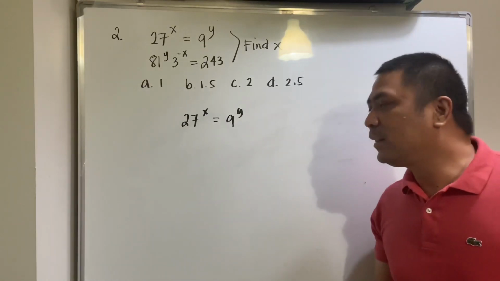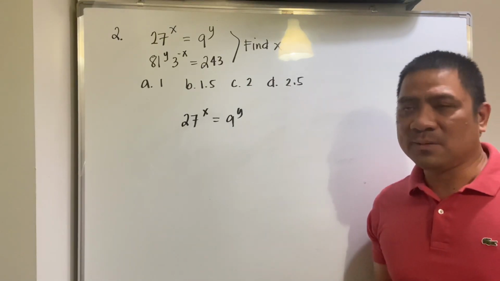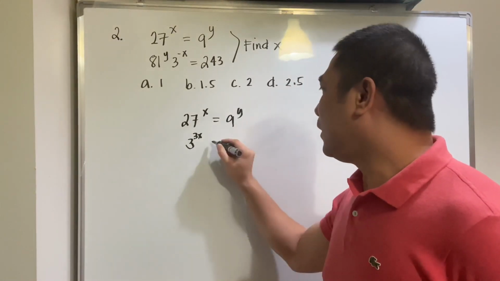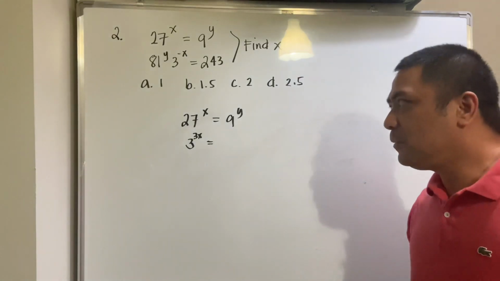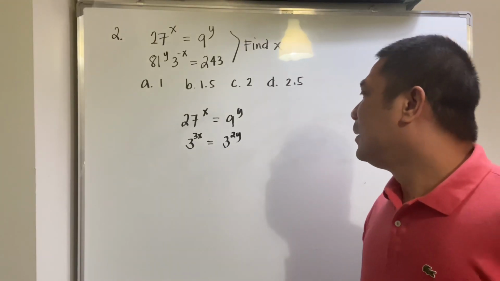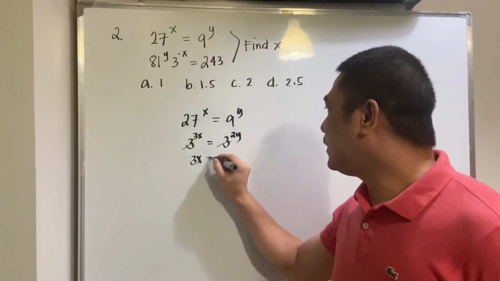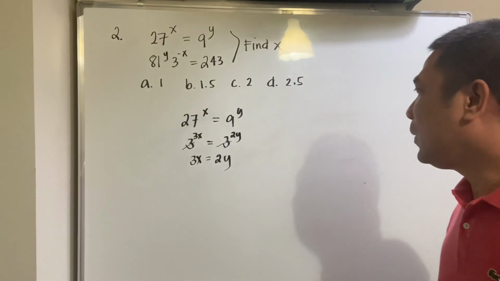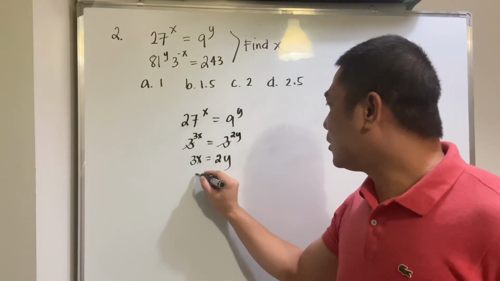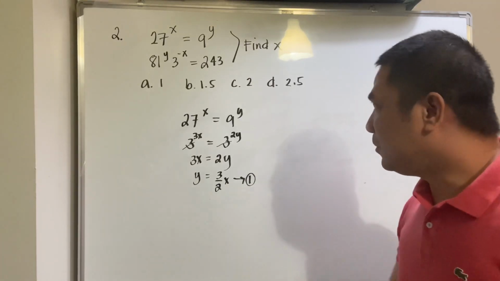We know for a fact that 27 and 9 are multiples of 3, right? 27 is 3 times 3 times 3, so 3 raised to 3 is 27. And 9 also is a multiple of 3, so 3 raised to 2y. Therefore we can cancel the 3 by logarithms. So 3x is equal to 2y. Since we are asked to find the value of x, we have to express this equation in terms of x. So y is equal to 3/2 of x. So that is the first equation.